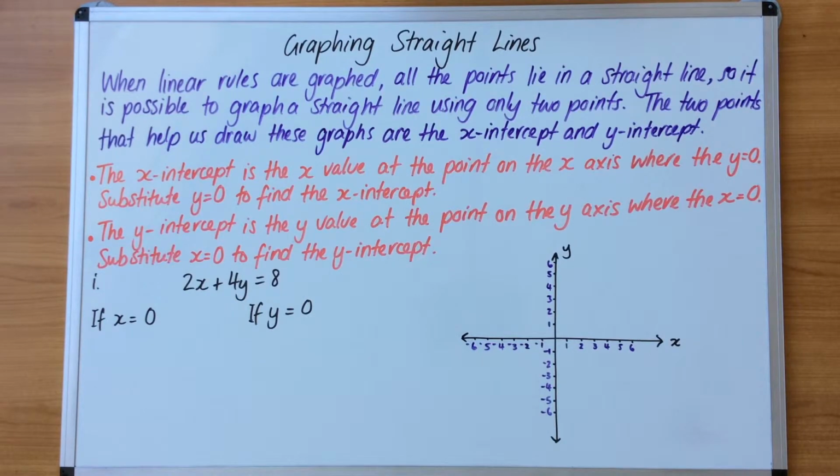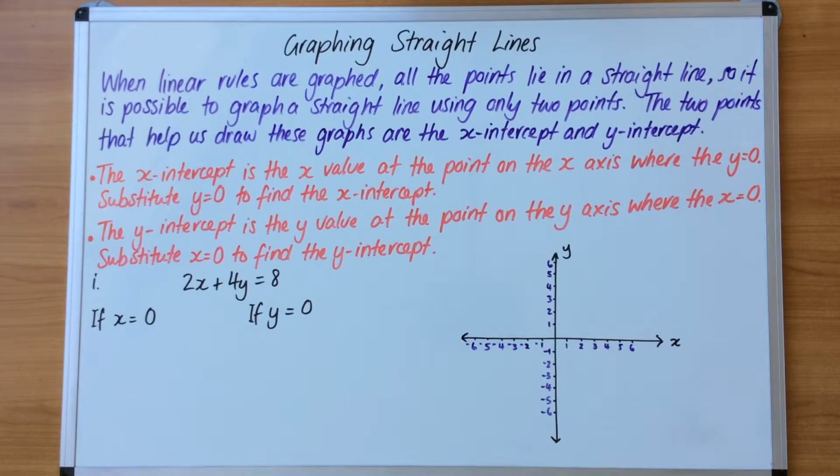When linear rules are graphed, all the points lie in a straight line. So it is possible to graph a straight line using only 2 points. The 2 points that help us draw these graphs are the x-intercept and the y-intercept.